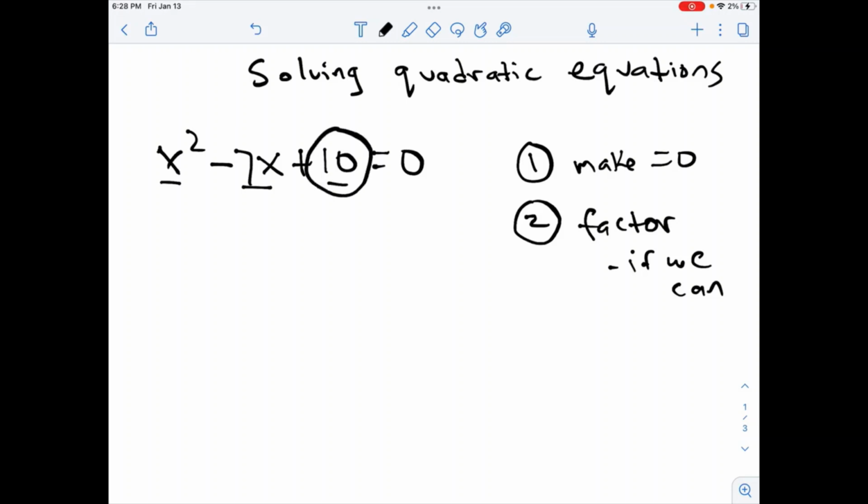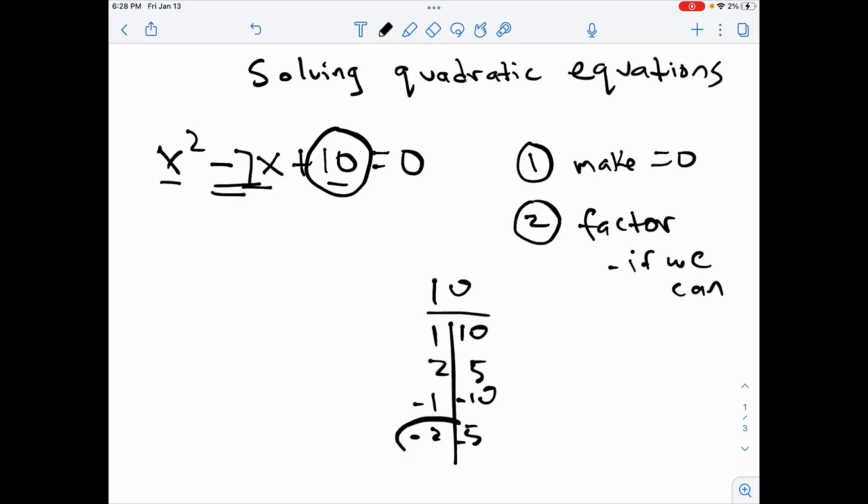We're going to circle that 10. I'm going to make my list of factors of 10: 1 and 10, 2 and 5. Let's do negatives too. All of these numbers multiply to be positive 10. The pair that we want is the one that adds up to negative 7, and negative 2 and negative 5 will fit there. So we're going to rewrite this now as (x minus 2)(x minus 5) equals 0.